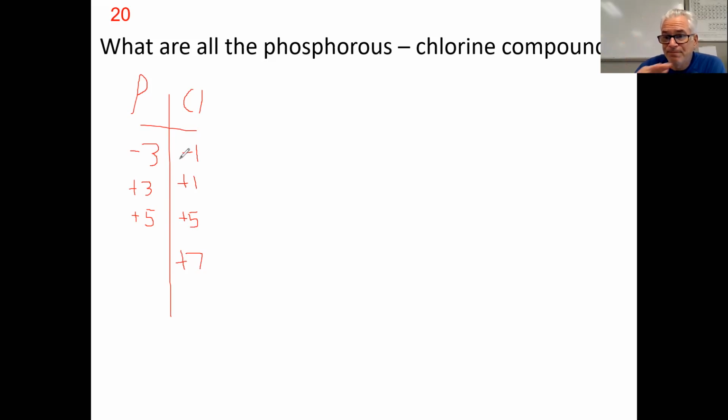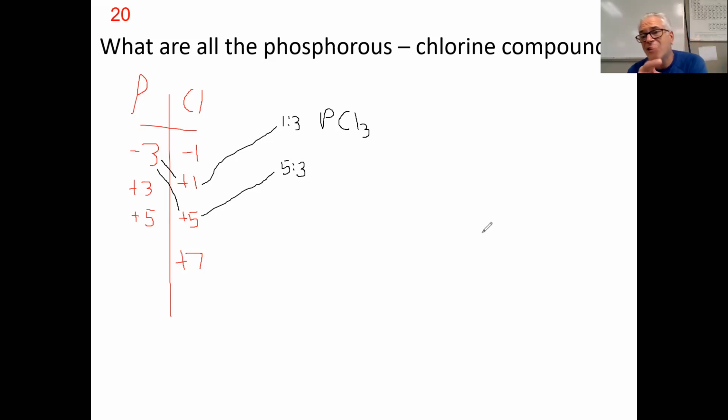-3 and -1. Skip. Not going to even write anything because I don't want to put too much on here. But -3 and +1. The first one we're going to have is going to be in a 1-to-3 ratio. Right? If we have a -3, we need 3 positives. That's going to be PCl3. That's the first one. Now, with negative and positive, this actually is going to be in a 5-to-3 ratio.